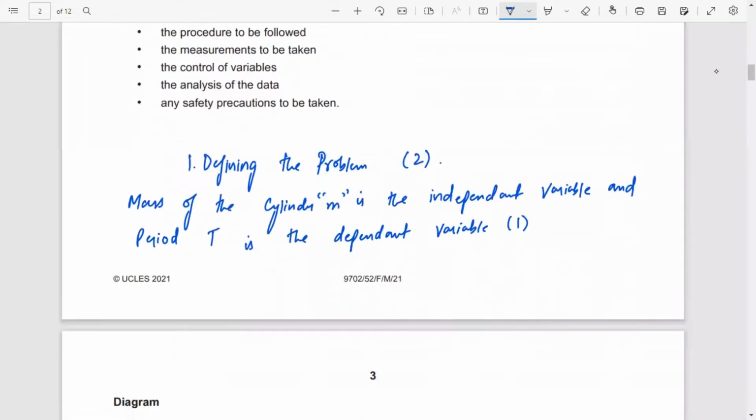So the first mark here is for the variables. The second mark is keep radius of the cylinder constant. You score another mark here. So you scored 2 marks out of 15.